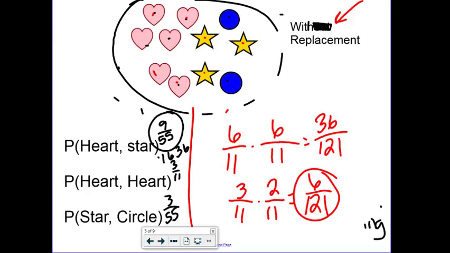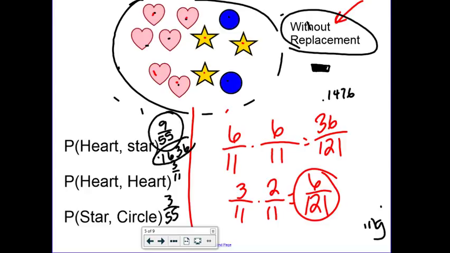Hopefully this helps you out a little bit, understanding the difference, the key word. If you have your highlighter out when you're taking the test or you're taking the SOL, you need to pay attention to these words, with or without replacement. Makes all the difference. And you can see, even though it's a small difference, 0.1636 versus I think what we said, 0.1476 or 1478, it is just a little bit of a difference.